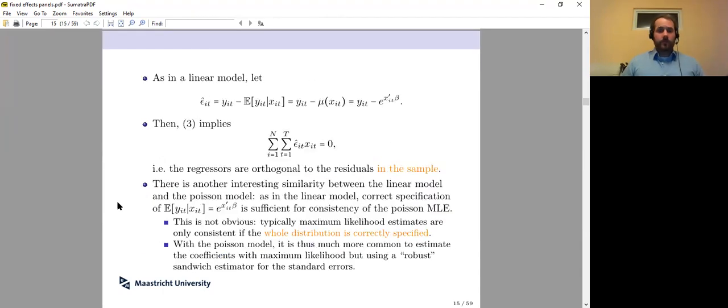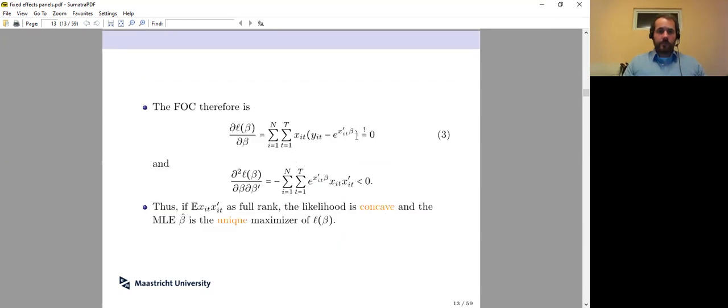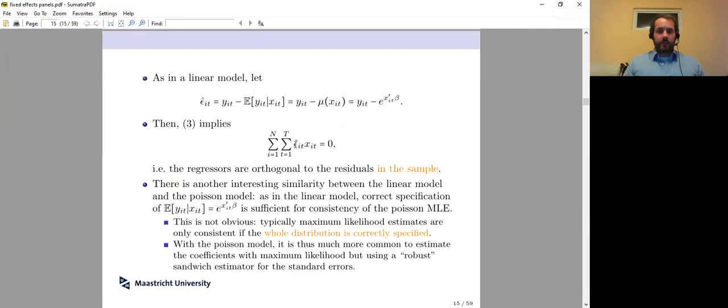Now, there are more things that are very similar between the Poisson model and linear models. Namely, if we look at the residuals, so y_it minus its conditional mean, that is simply this thing here, then our first order condition implies that the residuals are orthogonal to the X's in the sample. And this is something that we have seen in linear models. So this reminds us of linear models.